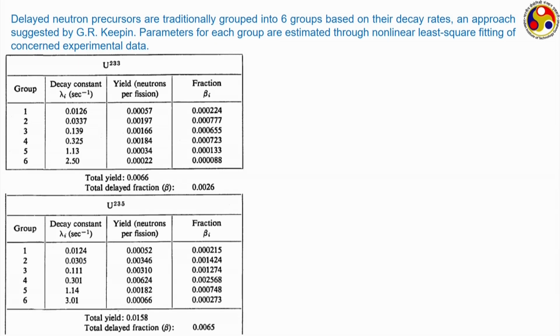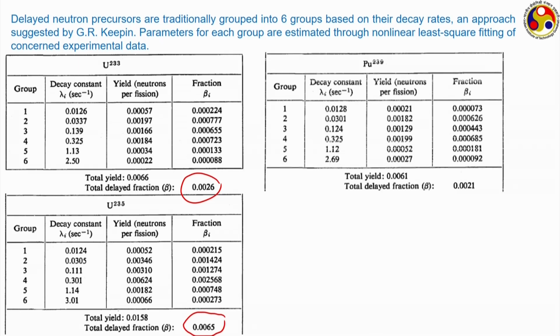Similarly, these are the groups for uranium 238. In case of uranium 233, you can see that only 0.0026 is the beta fraction. So, that is 0.26% of total neutrons being delayed neutrons. Similarly, it is 0.0065 for uranium 235, and this is the chart for plutonium 239. Here the delayed neutron fraction is only 0.0021.